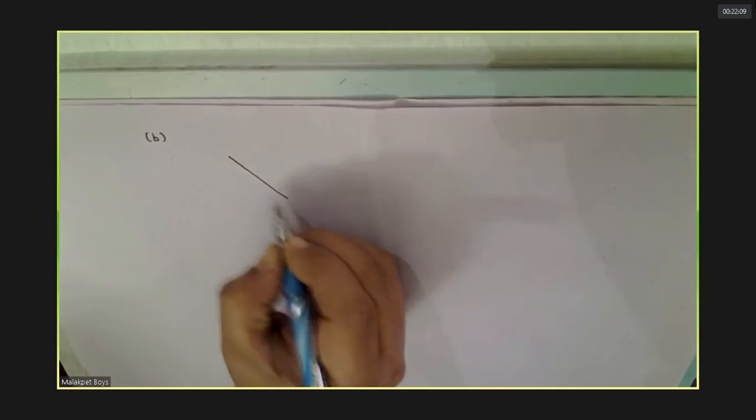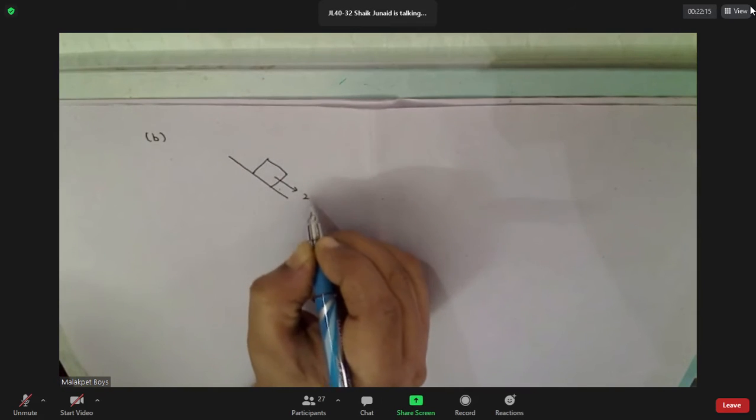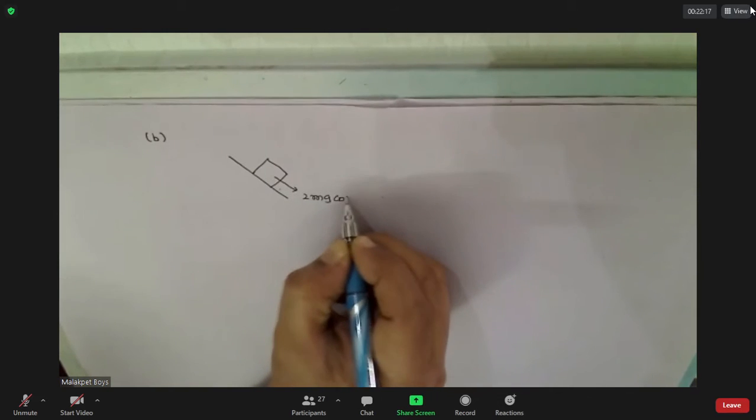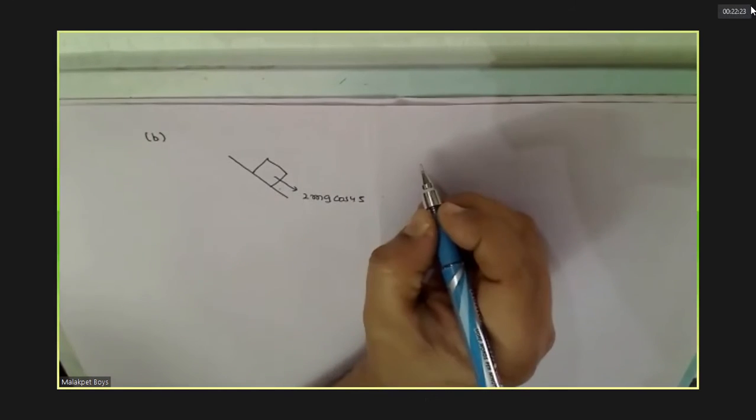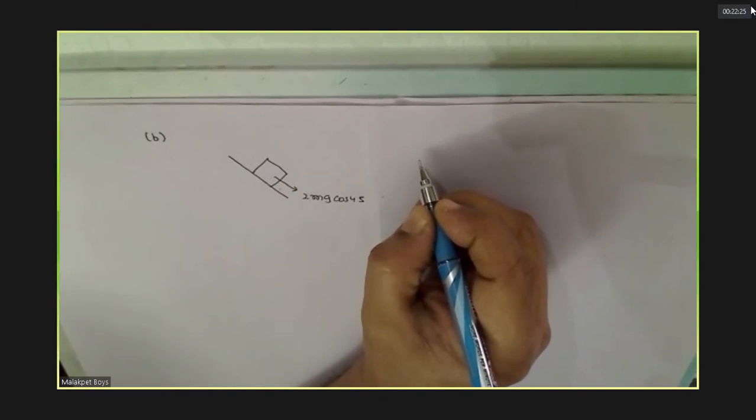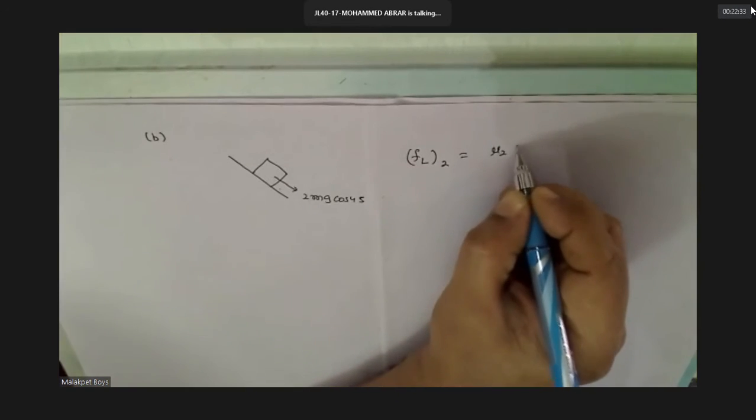Now there is a second part for this. You can check for this. What is the second part? Tension in the string, no? See, for block B, if you look at this, now what is limiting friction for this? 1 by 3 into 2mg cos 45.